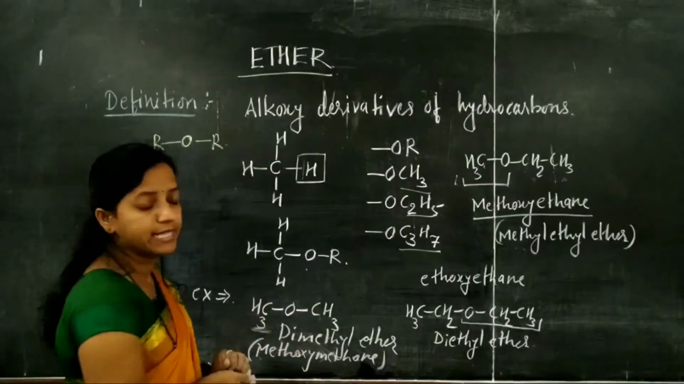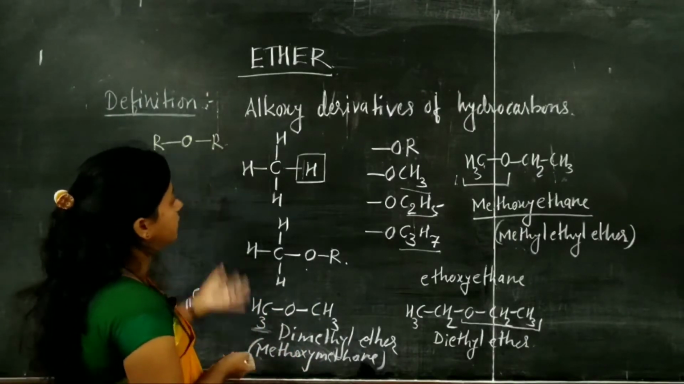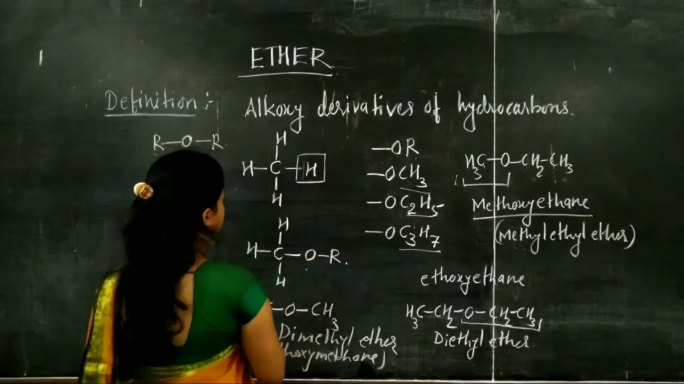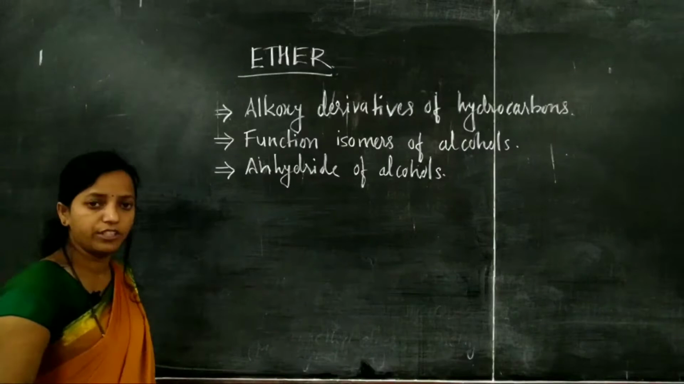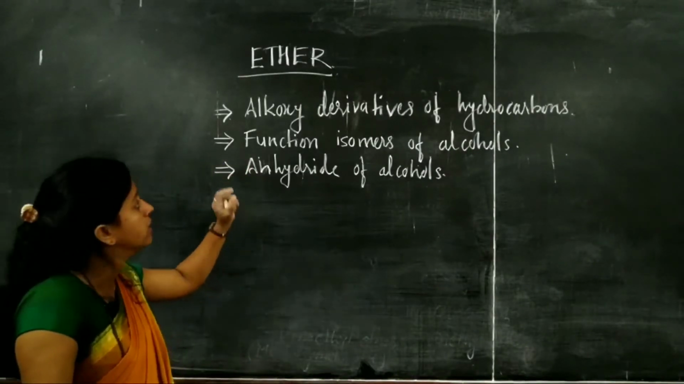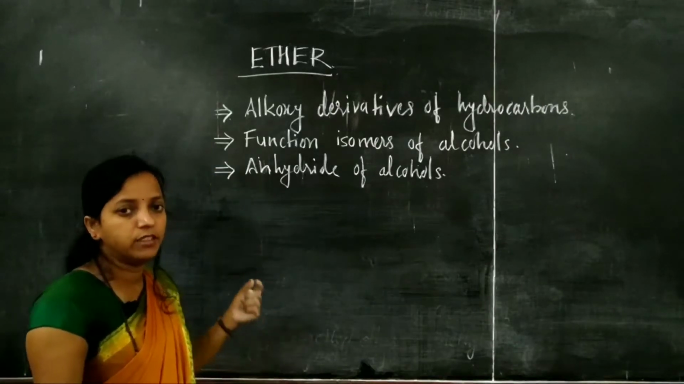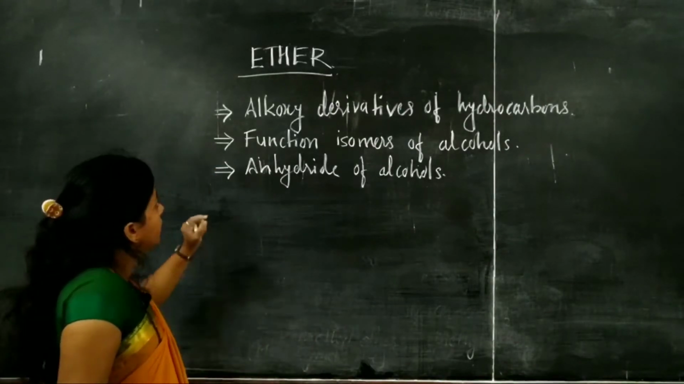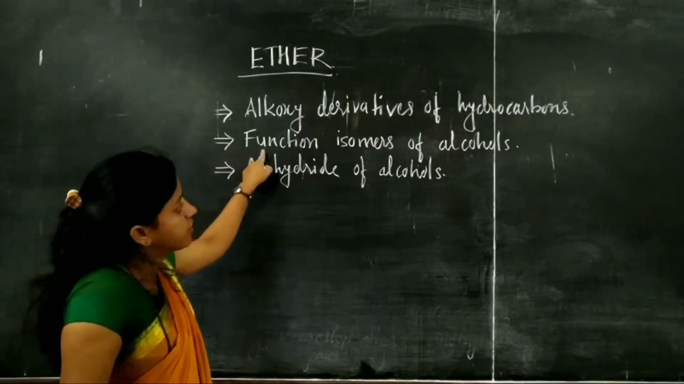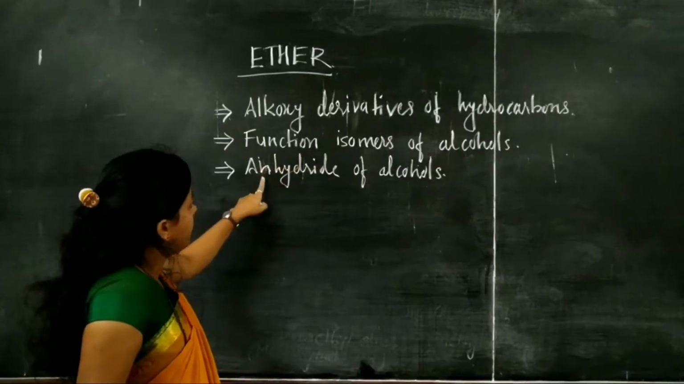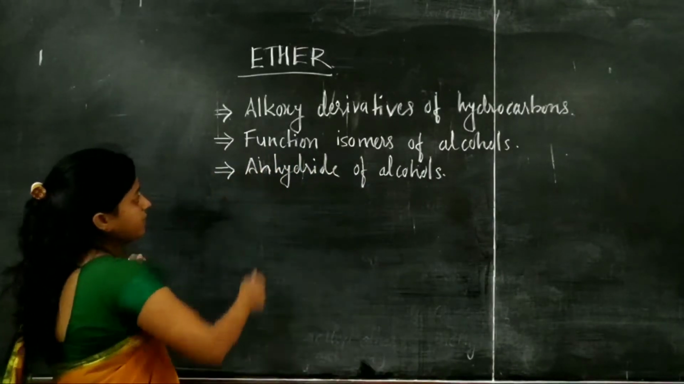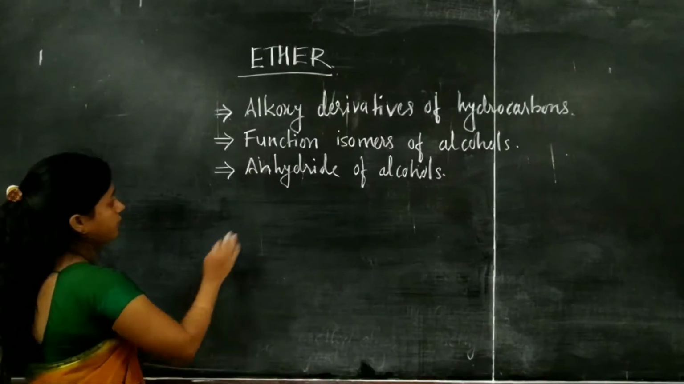So this is about the examples of ether, and these ethers are also called alkoxy derivatives of hydrocarbons. Here we have already seen the definition of ether, that is, alkoxy derivatives of hydrocarbons, along with the IUPAC nomenclature. Now we have to see that these are also functional isomers of alcohols, and sometimes they are called anhydrides of alcohols. So what are the functional isomers and anhydrides of alcohol?